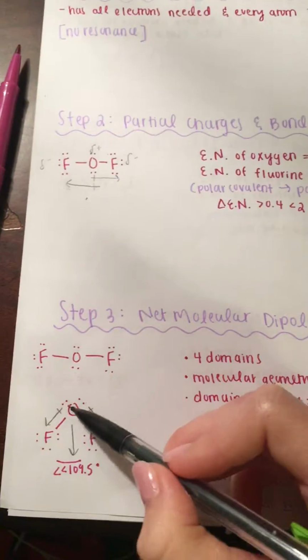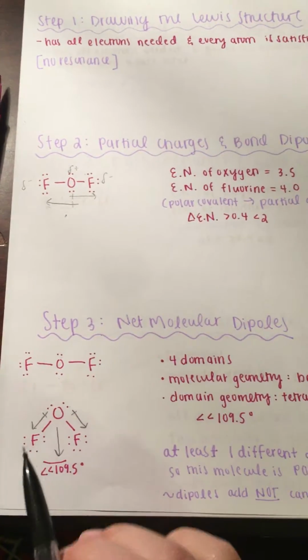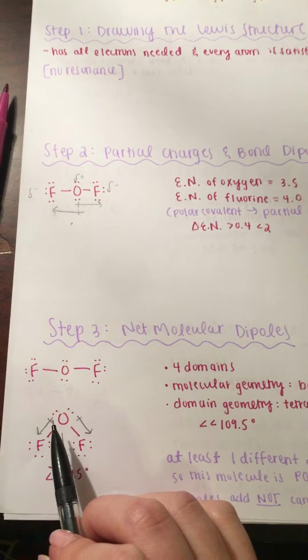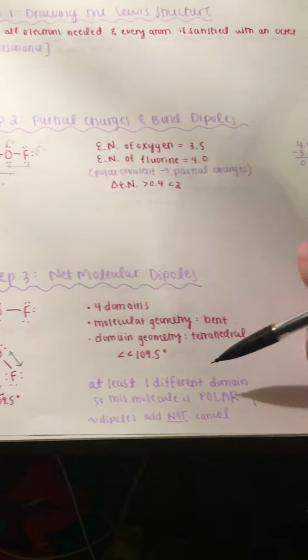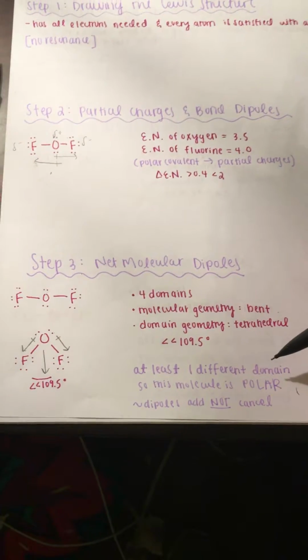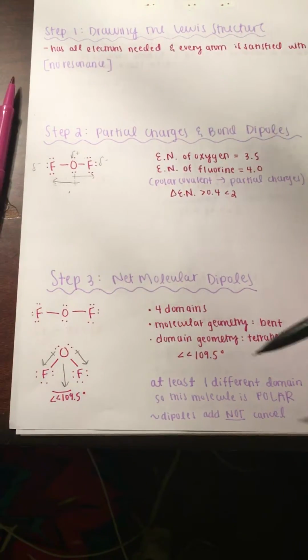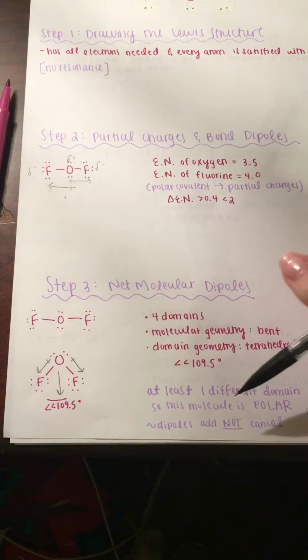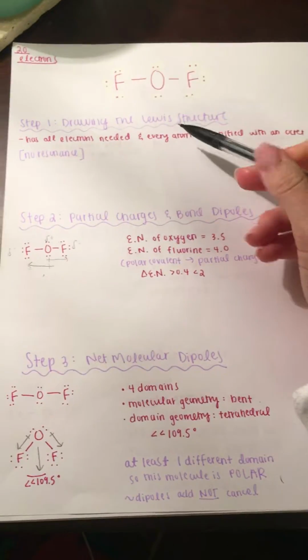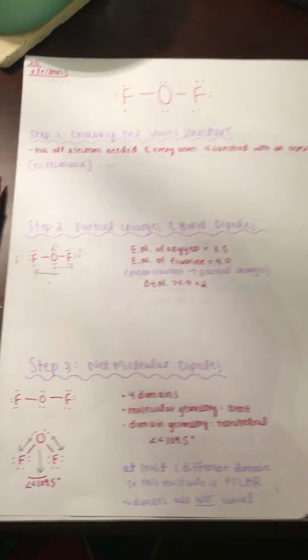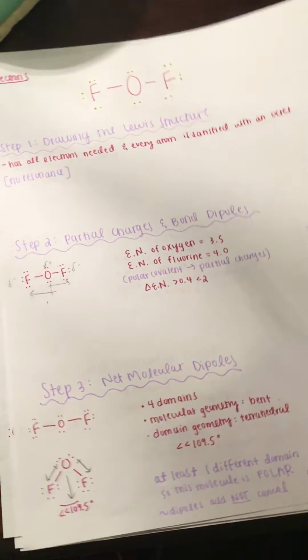So not all of these domains are the same. These can't be canceled. They add, so if we look at the rule, at least one different domain means that this molecule is polar. So the domains don't cancel, so oxygen and 2 fluorines are polar.